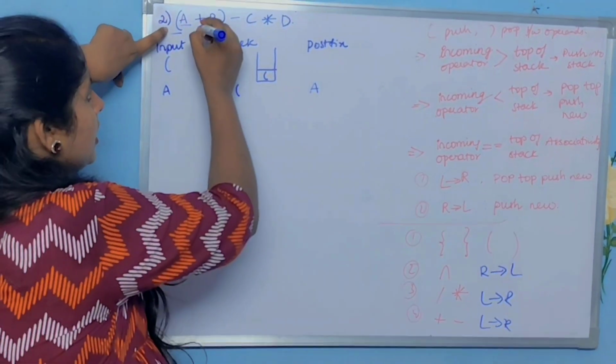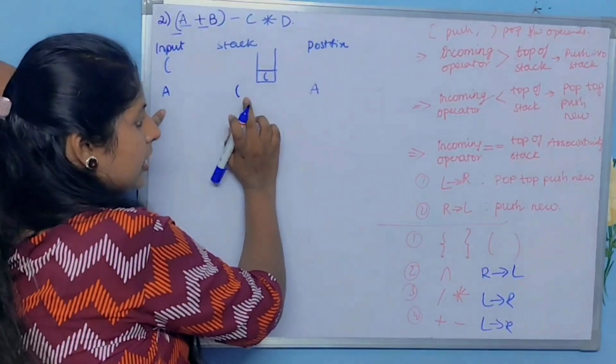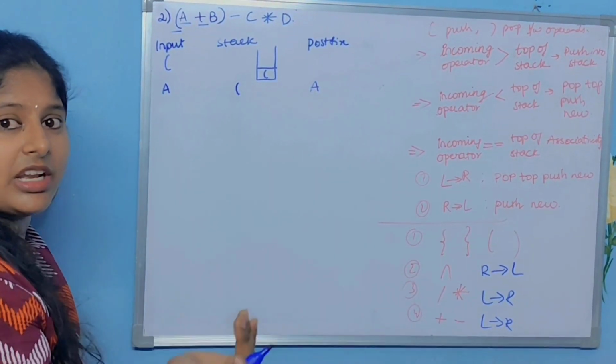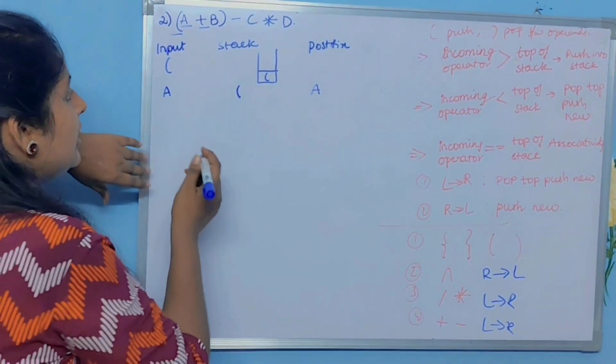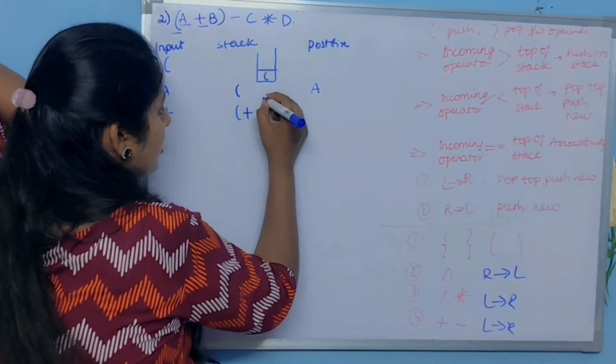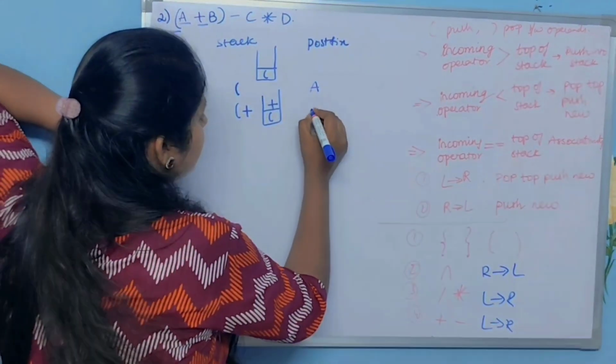Okay. Now you have encountered plus. In case there is only one bracket, left parenthesis, and you got an operator, and you don't have any other operators, then you can directly add it into stack. So this is how the stack is seen. Okay. A is not changed yet.